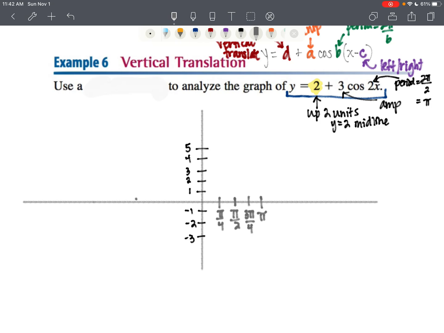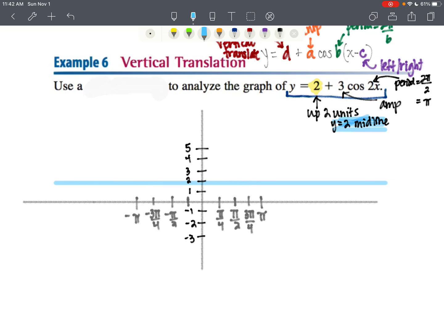And going to the left, it's a little bit too much to the left right there maybe. Maybe not enough. Right there. Negative pi, and then halfway is negative pi over 2, and then halfway negative 3 pi over 4, and halfway was negative pi over 4. So I'm going to use a highlighter to show you where the midline is. So there's our midline.